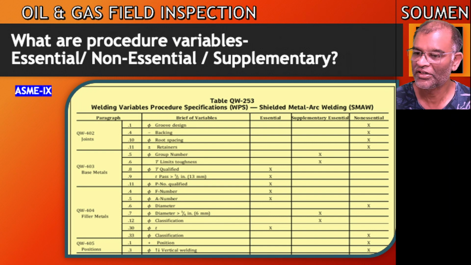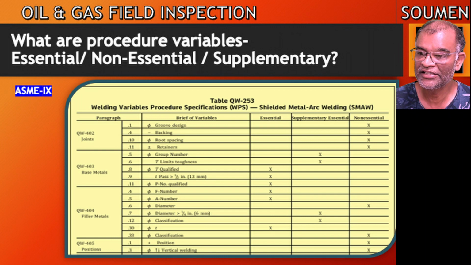Let us understand. In the first column, it is written as QW402, then joints. And in the second column, there is .1, .4, .10, .11. What are these? That means if you want to get group design, then you need to go to QW402.1. QW402.4 is for backing, QW402.10 is for root spacing, and so on. So you know what is the meaning of this. If you want to know in detail, you have to go to QW402.10 to know the root spacing details.